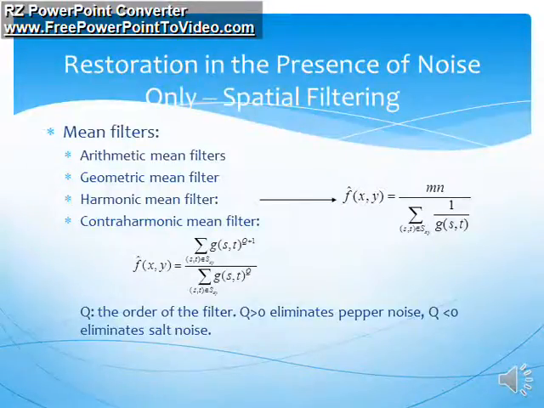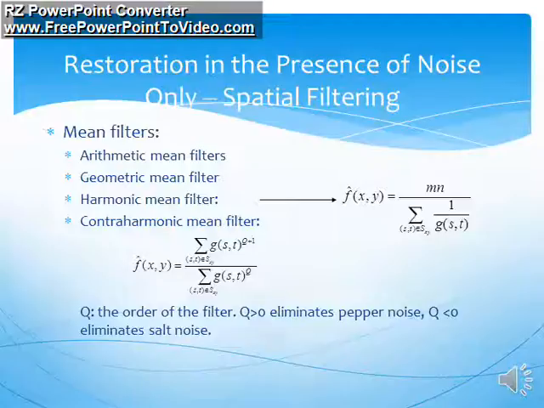Now this is the restoration in the presence of noise using spatial filtering. Some of the spatial filtering techniques we will discuss here can be used for restoration purposes if only noise is present. The important thing is the mean filters. There are different types of mean filters. The first one is the arithmetic mean filter, which is very much important. Then the geometric mean filter, then the harmonic mean filter, and the last one is the contra-harmonic mean filter.